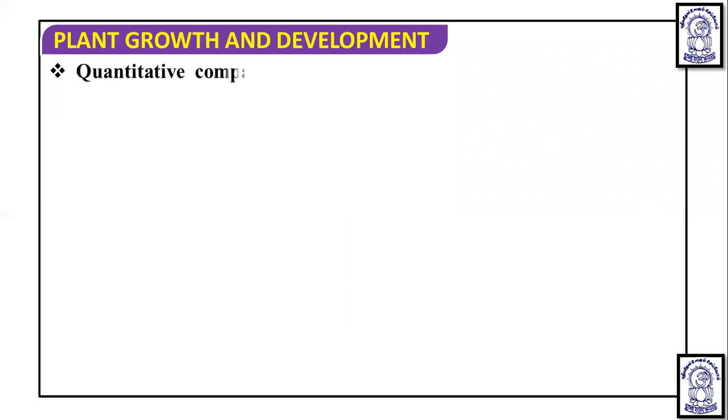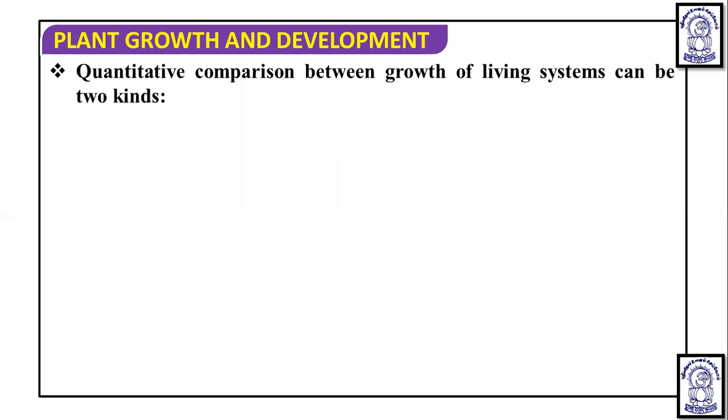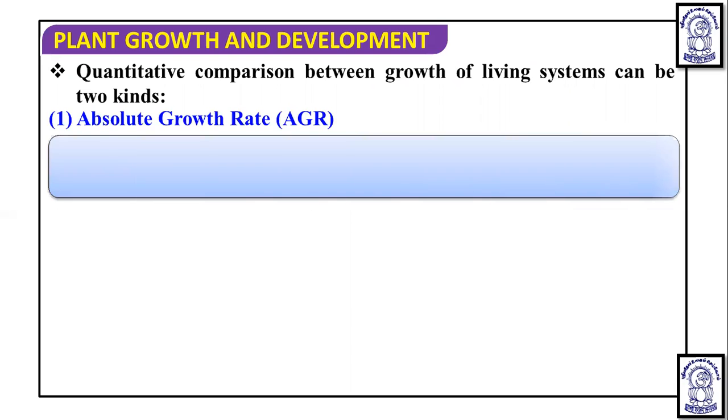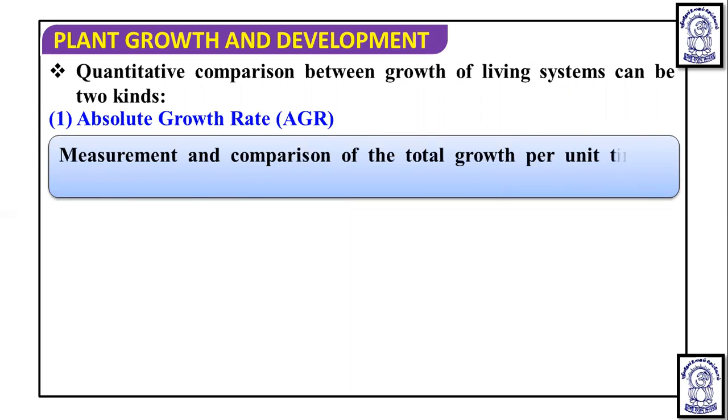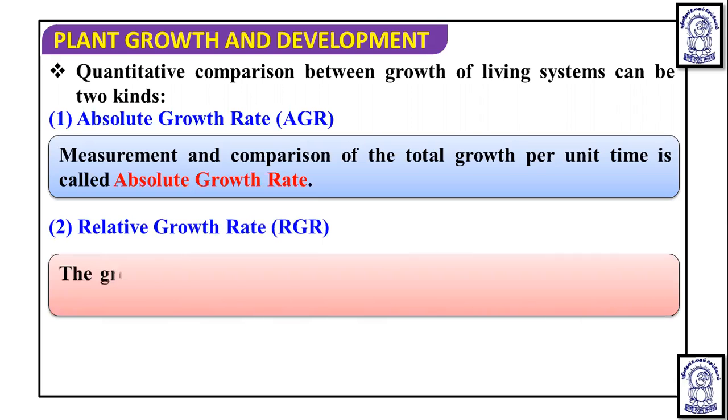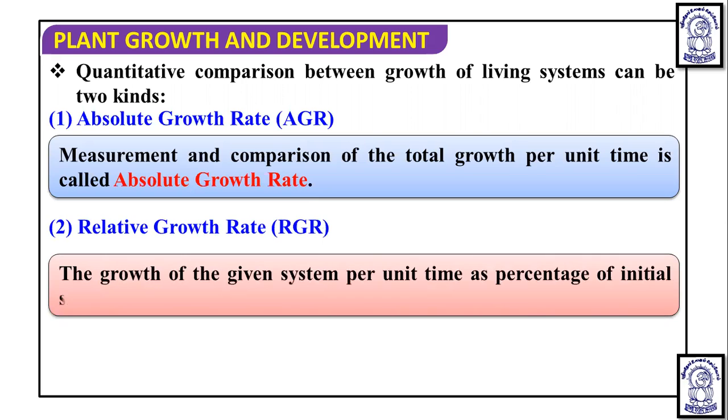Now, if we carry out a quantitative comparison of the growth of a living system, we have discussed the arithmetic and geometric growth, but growth rates are of two types: absolute growth rate and relative growth rate. Absolute growth rate is a measurement and comparison of the total growth per unit time. Whatever the total growth happened in a particular unit time is called the absolute growth rate. And relative growth rate is represented by the growth of the given system per unit time as a percentage of initial size.